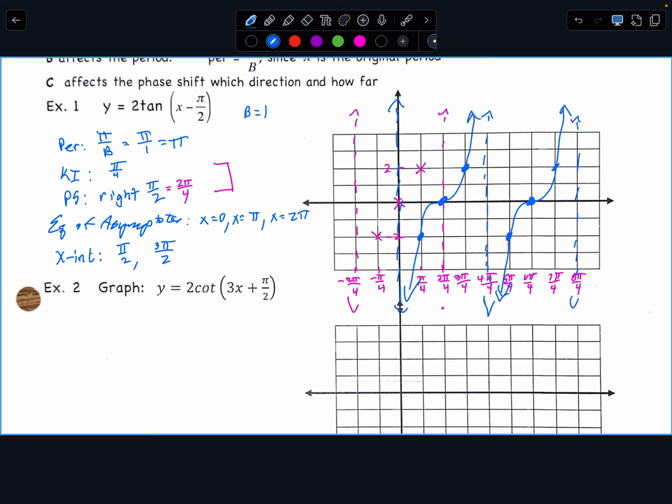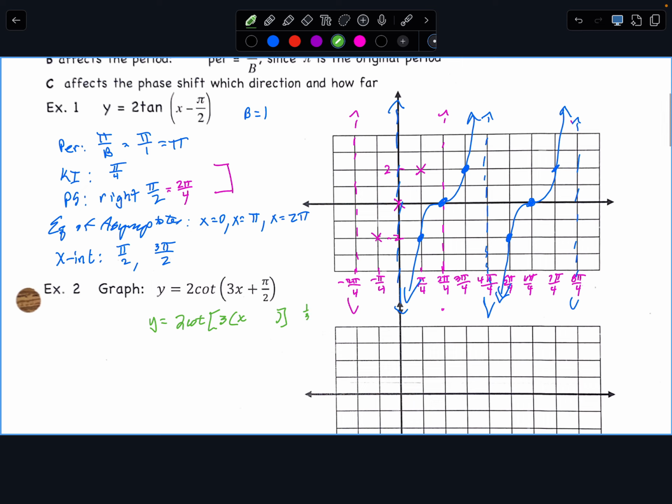All right, so on the next one, I want you to make use of structure and pull out the b, just like we did on sine and cosine. So we take out 3. And when we divide by 3, we actually end up multiplying pi halves by 1/3. So this becomes a pi 6. And it's always a good idea to check that if I remultiply 3 in to those two, do I get back to the 3x plus pi halves? And I do.